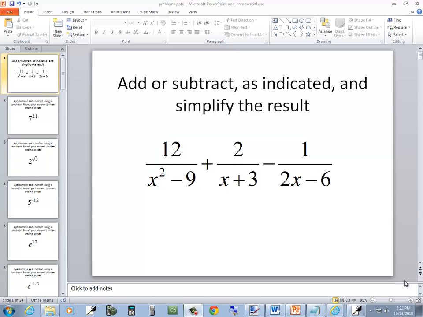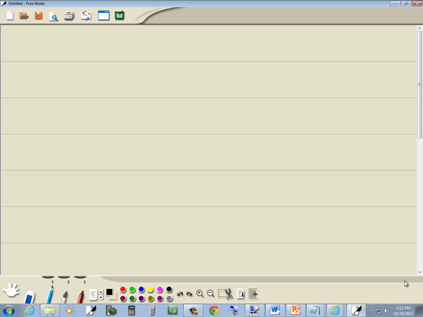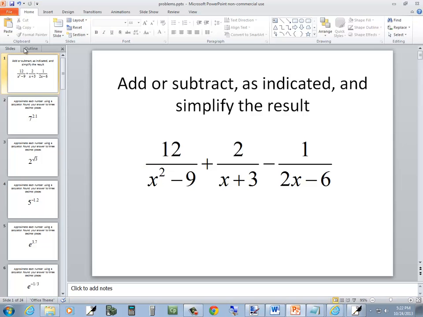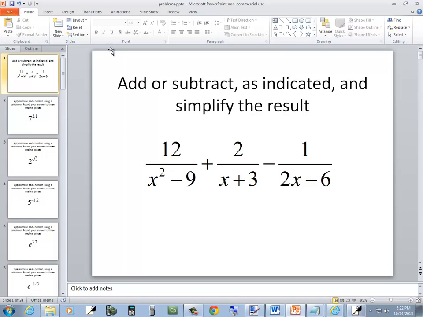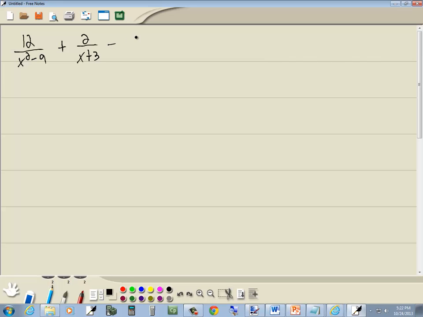Let's take a look at this problem. We've got 12 over x squared minus 9, plus 2 over x plus 3, minus 1 over 2x minus 6.